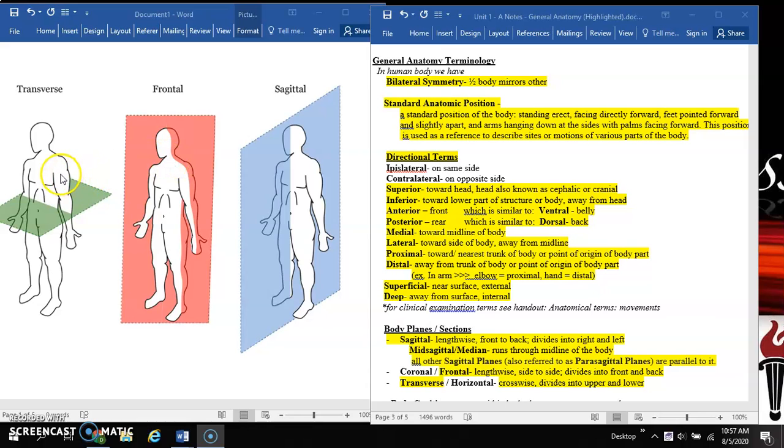Now, transverse is by far the easiest. It's also called the horizontal plane. Transverse divides the body into an upper and lower, or an organ into an upper and a lower. And a transverse plane is also known as a horizontal plane for obvious reasons. So transverse makes an upper or lower, frontal makes a front and a back, and sagittal makes a right and a left.